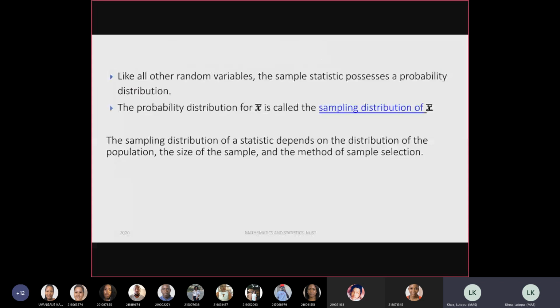Okay, so like all other random variables, the sample statistic possesses a random distribution. The probability distribution for X bar is called the sampling distribution of X bar. The sampling distribution of a statistic depends on the distribution of the population, the size of the sample, and the method of selection.